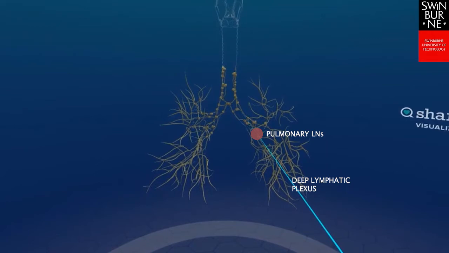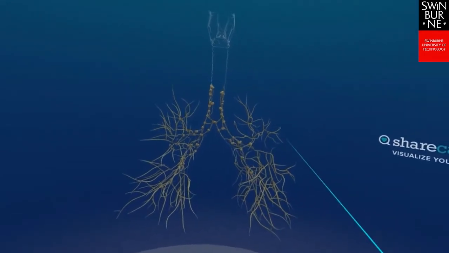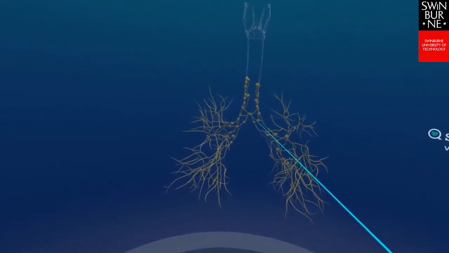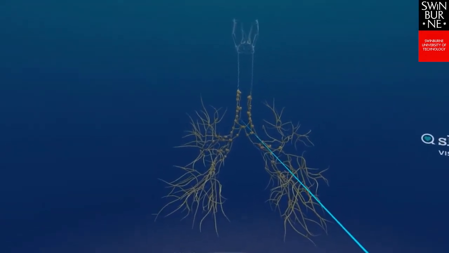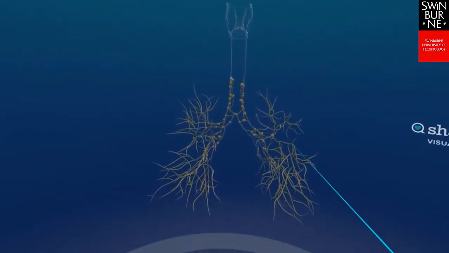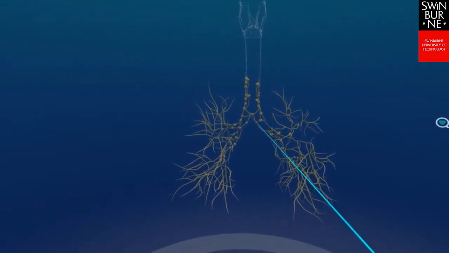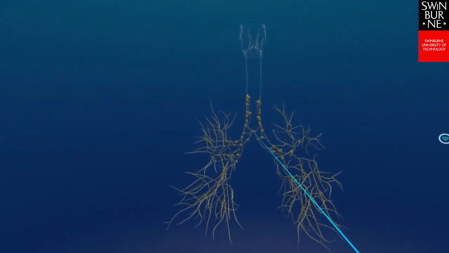From here, lymph will then drain to our hilar lymph nodes, which is a lymph node cluster near the hilum of the lung. And then also, it's important that we don't forget the superficial plexus. The superficial plexus, on the other hand, will come up and then drain directly into the hilar lymph nodes. So both our deep and superficial lymphatic plexus will drain at some point to the hilar lymph nodes.